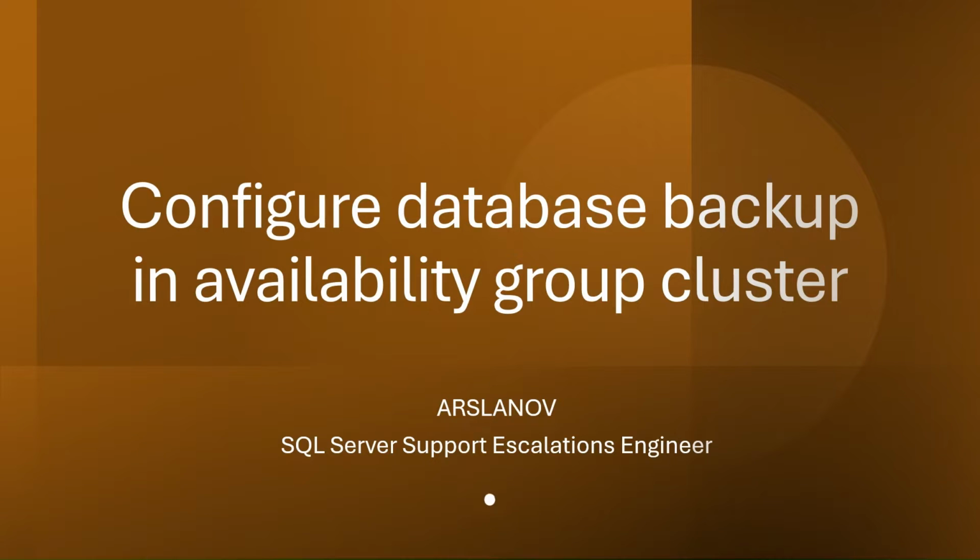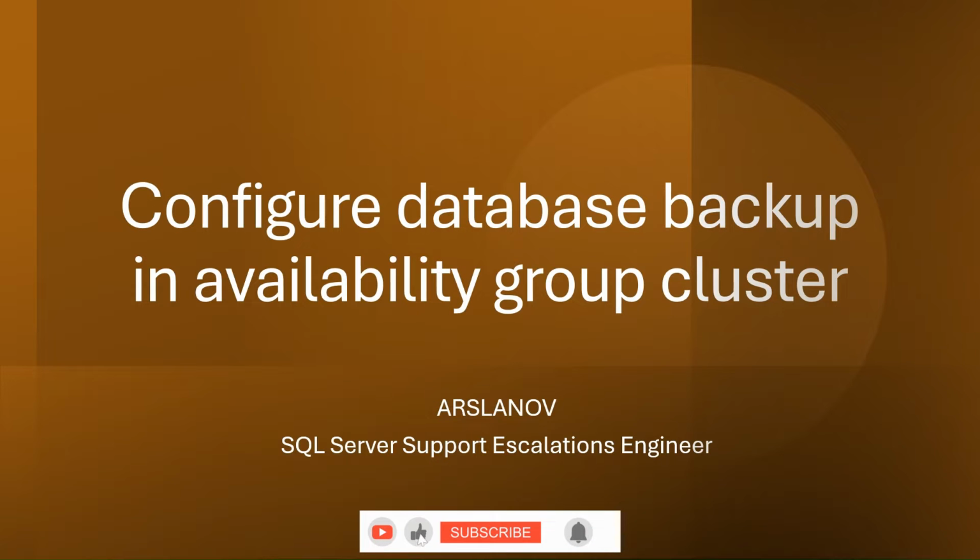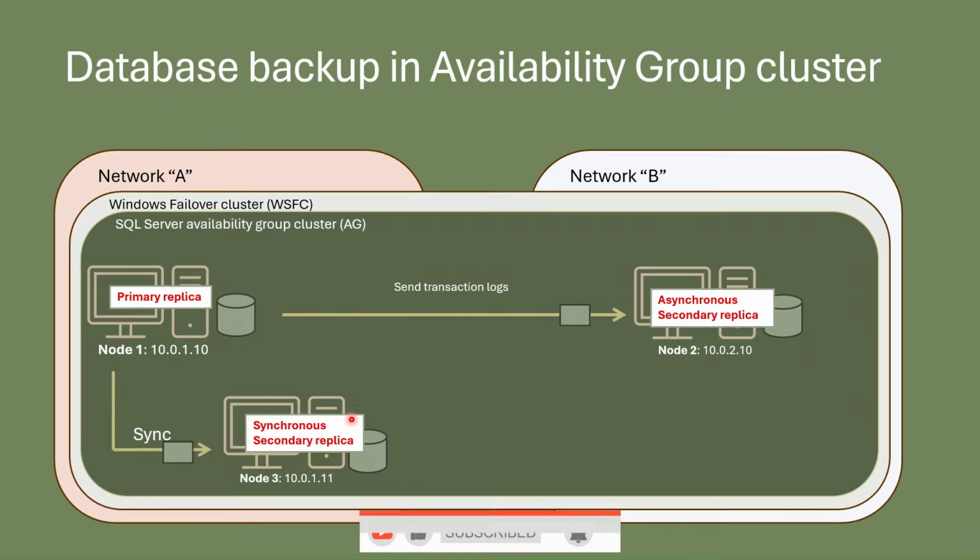Hello everyone. In this session, I'll show how to configure backups in availability group cluster. So suppose you have this availability group cluster with primary replica, asynchronous replica, and synchronous replica. So how to configure backups in this case? You can take backups from any replicas in availability group cluster, but there are some limitations.